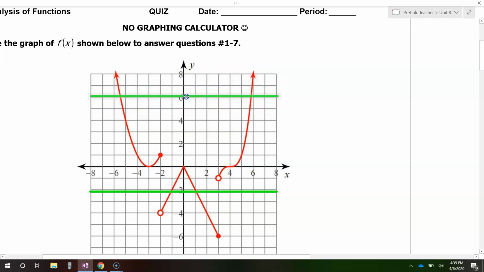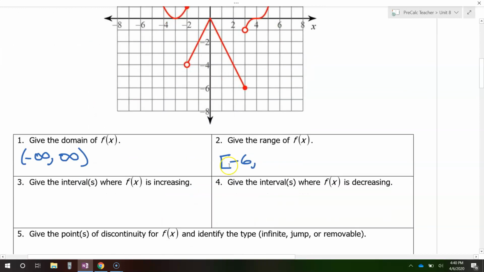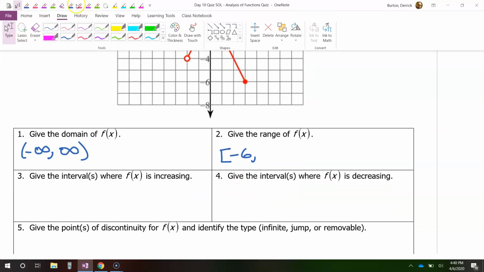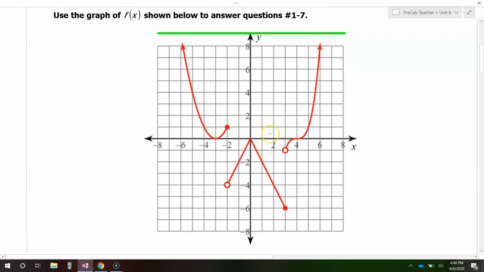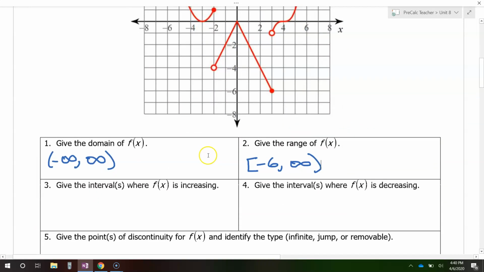That means that every y value is covered. So this function touches every y value from -6 on up, and then it just goes up from there forever. So that's why the range will simply be from -6 to infinity. There's no break in the graph as I move from bottom to top. There's no time that I wasn't touching, so there's no break in the y values.